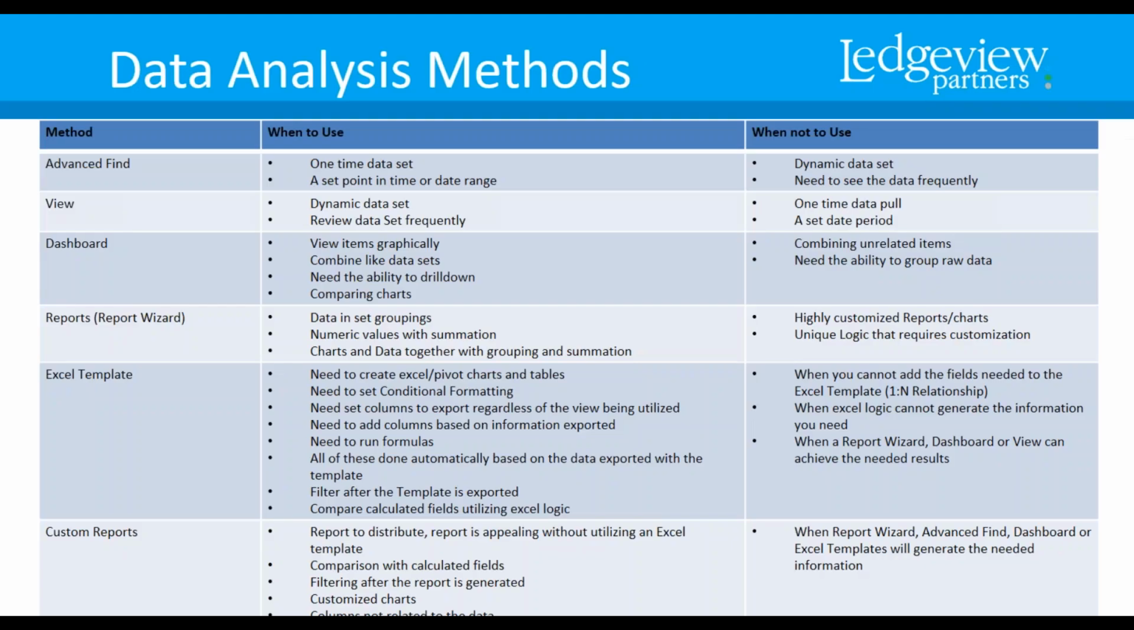but it helps to make sense of what advanced find can do for you. So we're going to start off with the data analysis methods, the various methods that are out there. First and foremost, advanced find and views, they're basically the same thing. An advanced find is a non-saved view. So when you do an advanced find, meaning you're not saving it, you're just doing a one-time data set, looking for a set point in time or a date range. If you want to look back at this or you want it to be a dynamic data set, then you really should save it as a view.